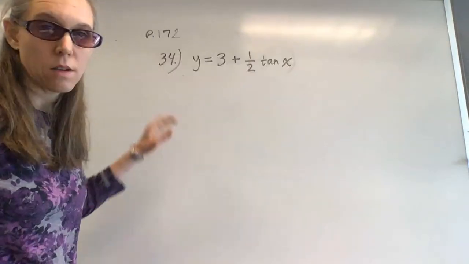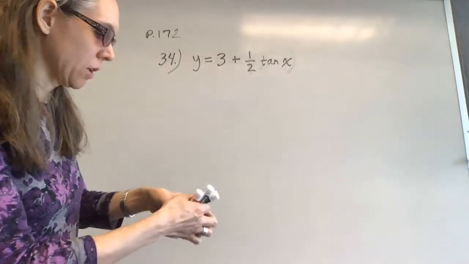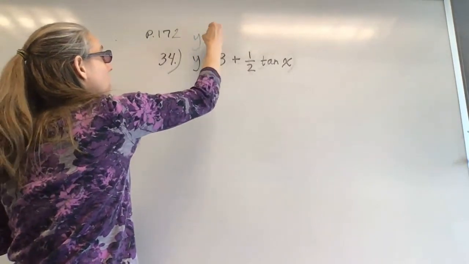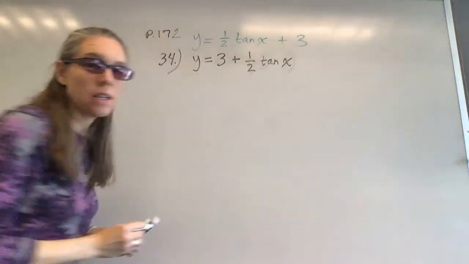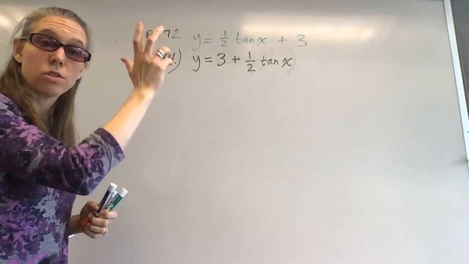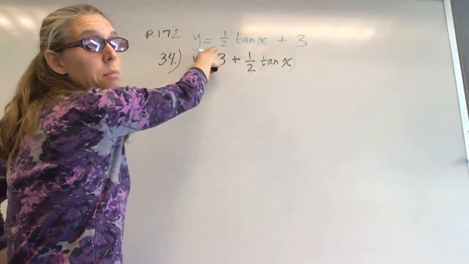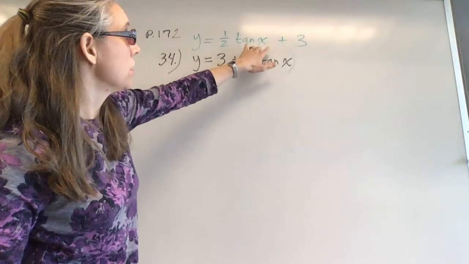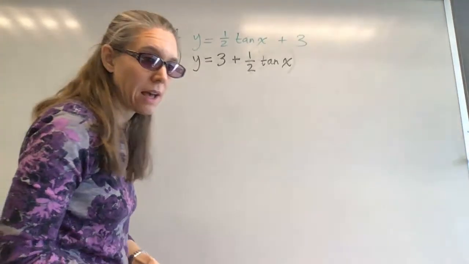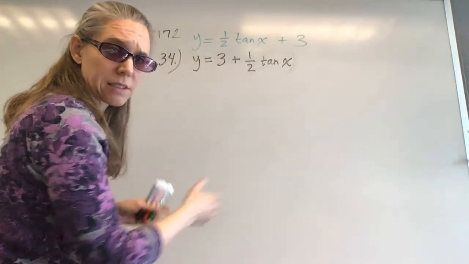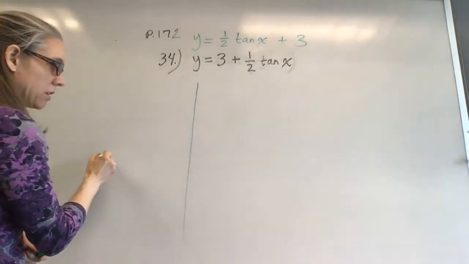Okay, next problem. So now flipping the page and going to page 172, number 34, you can rewrite this as y equals 1/2 tangent x plus 3. Make the observation that you have a vertical shift up 3. You have a vertical stretch, well, it would be a shrink, by a factor of 1/2. There is no change to the period and there is no horizontal shift, which means that we're going to have negative pi halves and positive pi halves as the default here. So let's go ahead and put those horizontal markings into place.